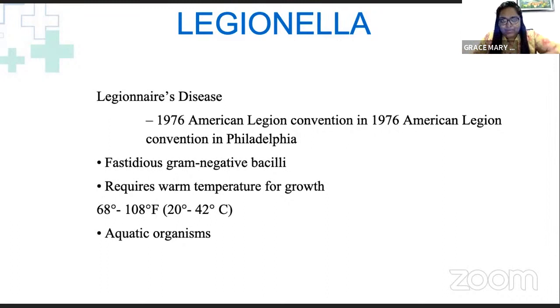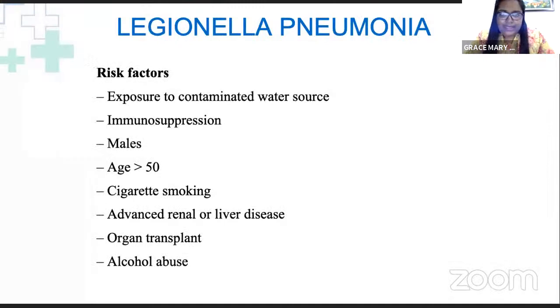That's how it came to be called Legionnaires' disease, and that is Legionella. It is a gram-negative bacteria and it needs a warm temperature. Like I said, exposure to a contaminated water source, even your AC vents, matters. Therefore, if there is an outbreak, that is something environmental surveillance will look for. If many patients are having pneumonia, though it's not very common, this is something you should have in your mind.